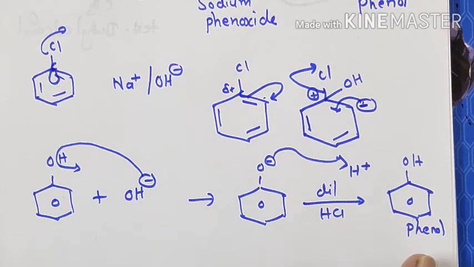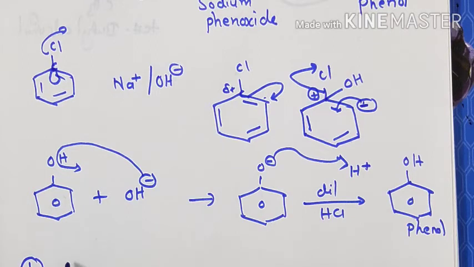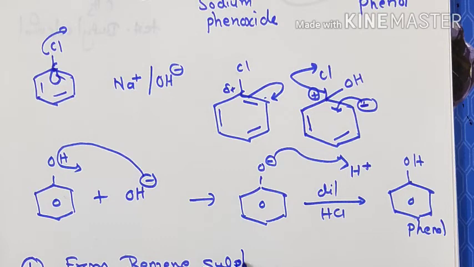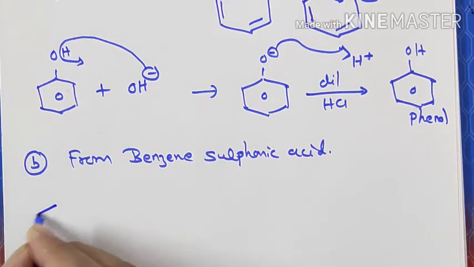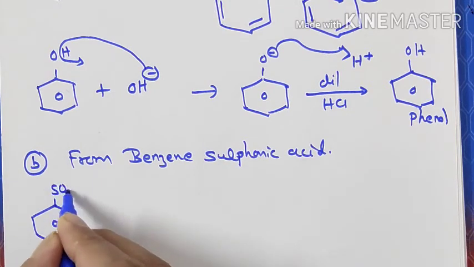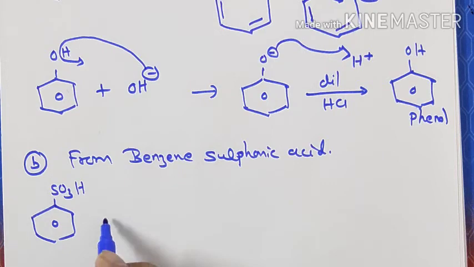Clear, student? Okay, now in a similar way, similar type, there is a formation of phenol from benzene sulfonic acid. Okay, so we'll take that one because it is similar. From benzene sulfonic acid. Okay, how does that reaction take place? I write the first reaction. This is nothing but benzene sulfonic acid.